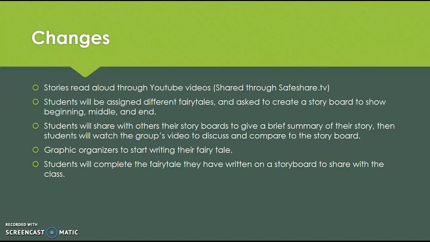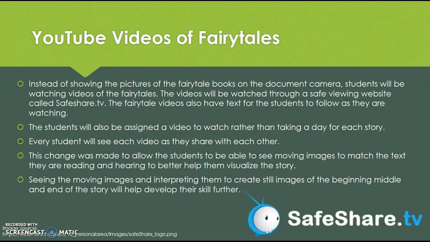Students will share with others their storyboards to give a brief summary of their story, and then they're going to watch their video to discuss and compare to the storyboard. They're going to use a graphic organizer to start writing their fairy tale, and then students will complete the fairy tale they have written on a storyboard, on Storyboard That, to share with the class.